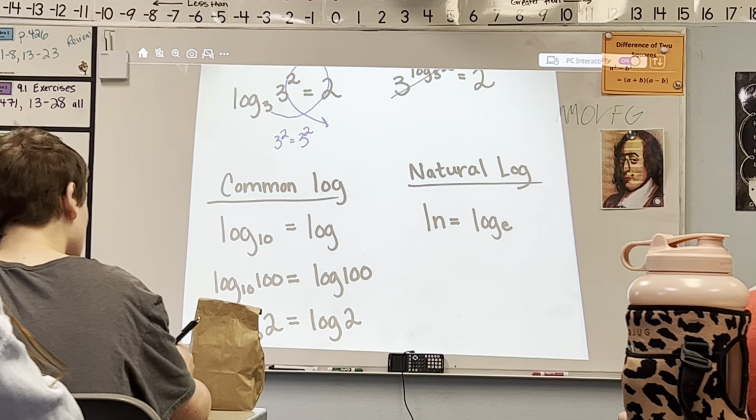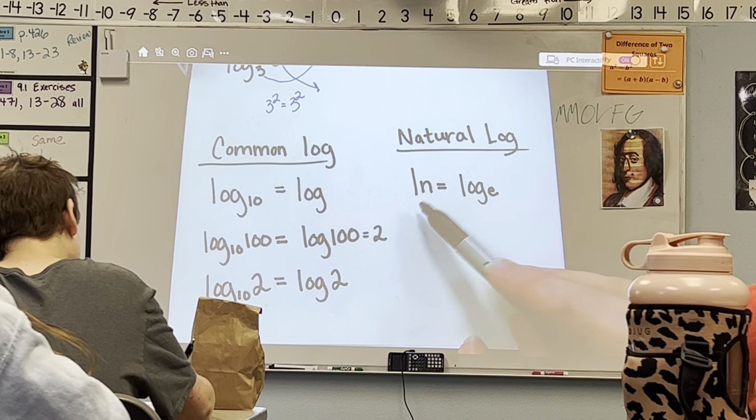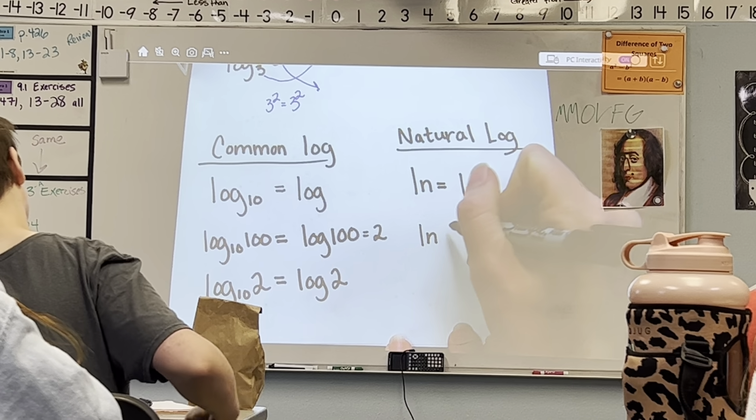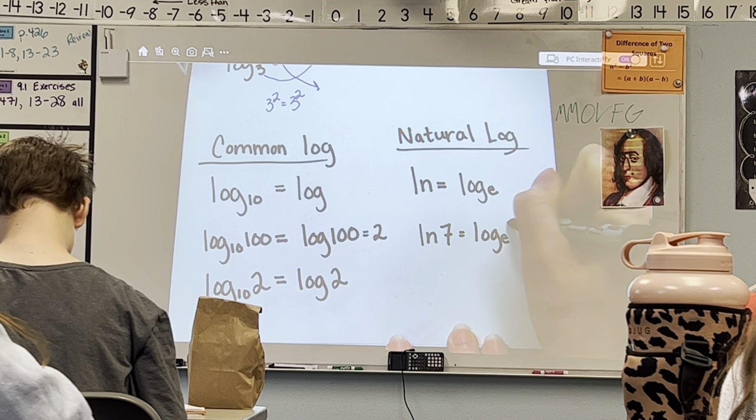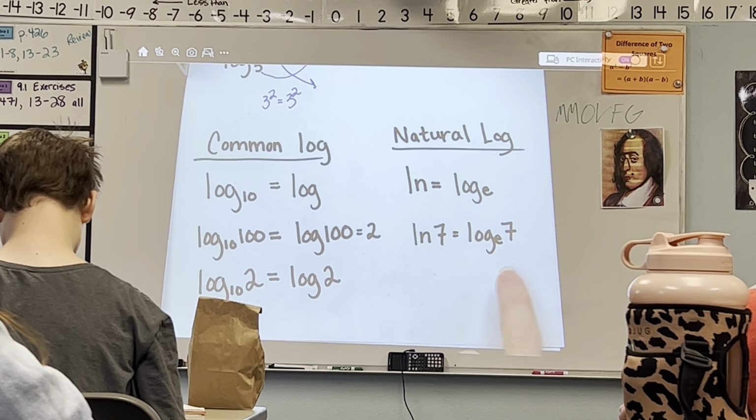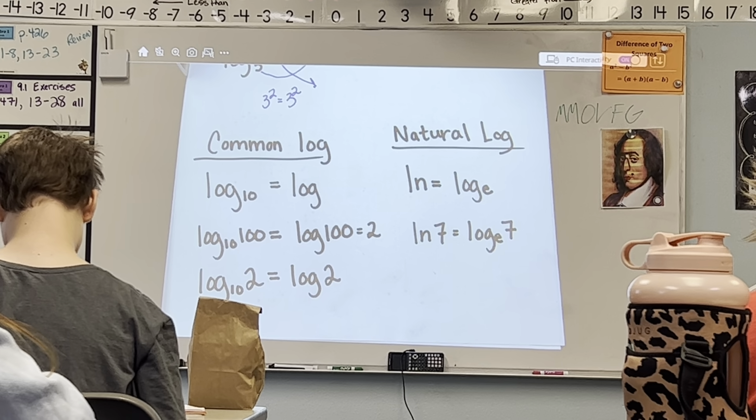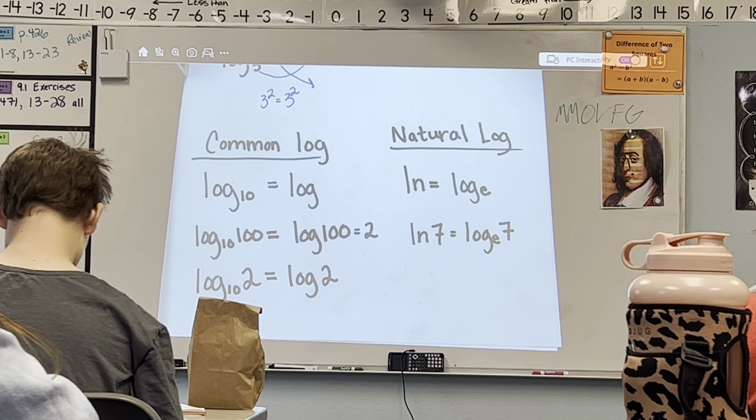English is terrible. Okay, so ln is the same thing as log base e. That's what that means. That's what we learned about e. So the base is e for natural log. So like ln 7 is the same thing as log base e of 7. Those are the same thing. There are just two different ways to write it. So if you see this, know that it's base e. So n is not the base. No, it's just a shorthand for writing natural log.